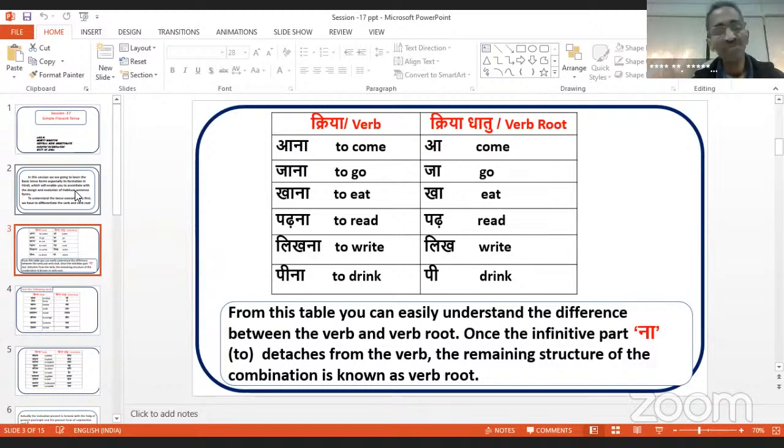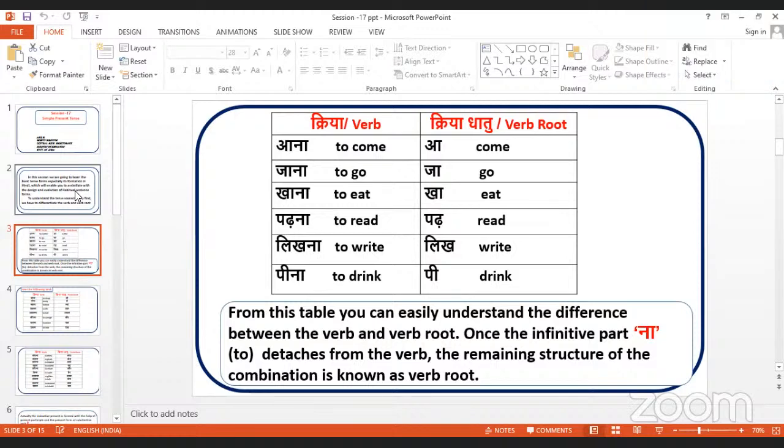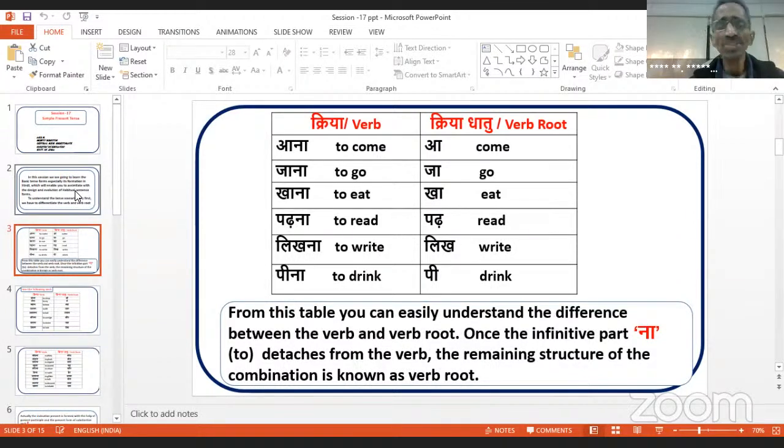Pina, the verb root is pi. Whenever we are referring to lexicography, dictionaries and all, we will get the verb forms: ana, jana, khana, padhna, likhna, pina. And the verb roots are a, ja, kha, pad, likh, pi. So once, you may repeat with me: ana, a.